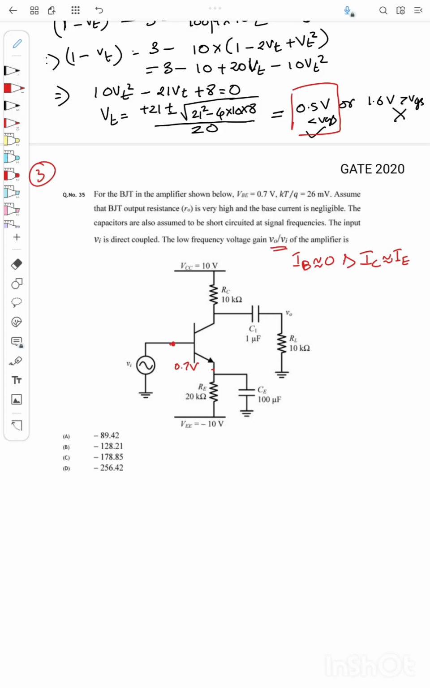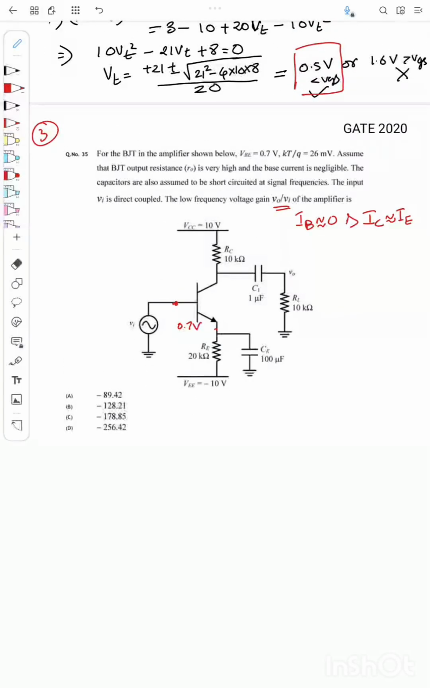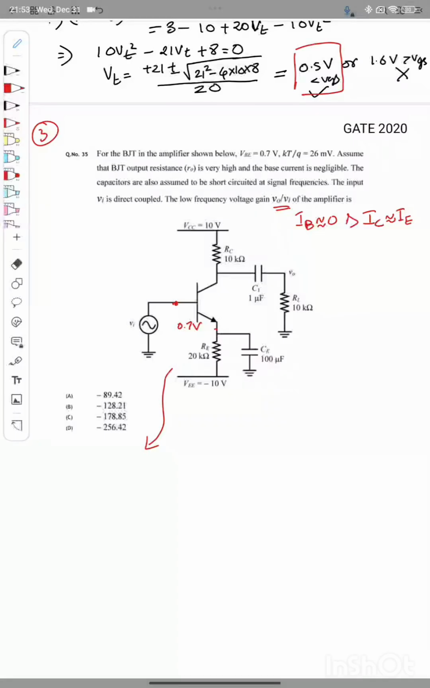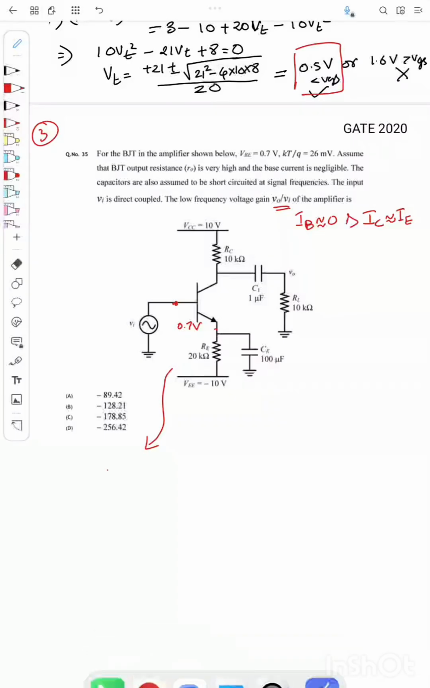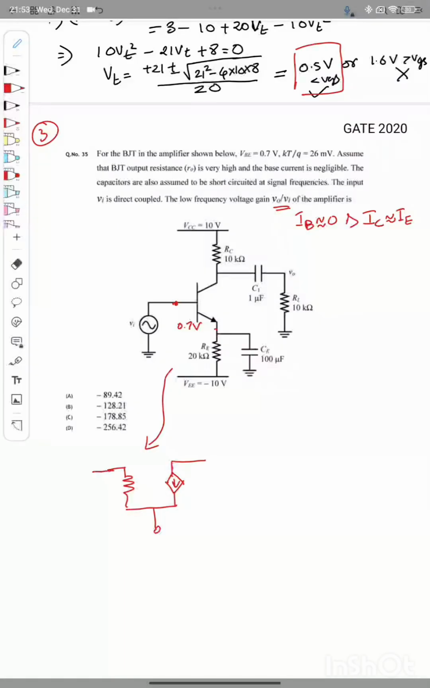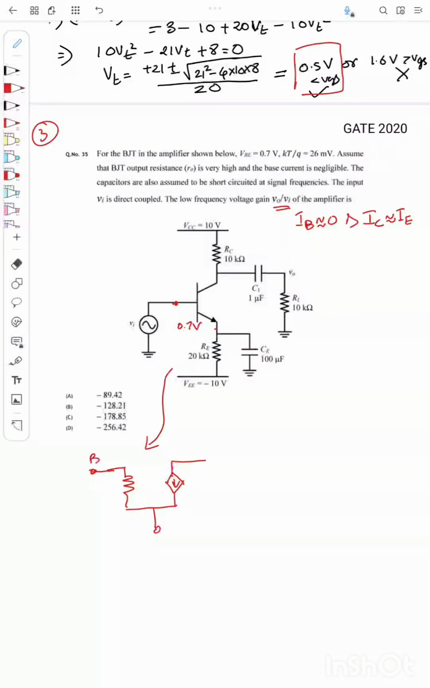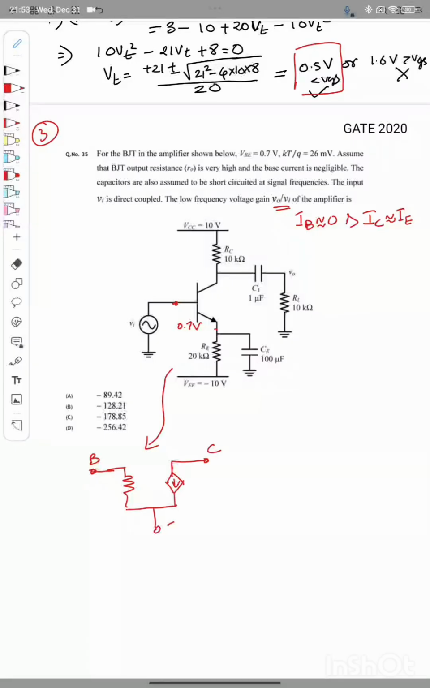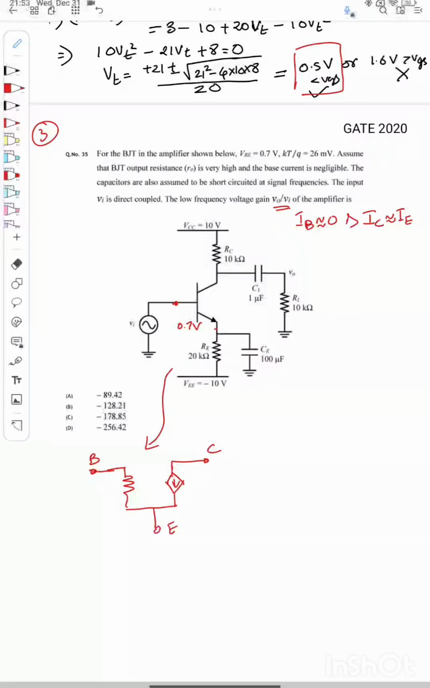To know the small signal gain, we will convert this circuit to its small signal model. I will draw the BJT with its pi model equivalent. Given R0 is very high, let it be like this. This is the base terminal, this is the collector, and this is the emitter terminal. This is R pi, the voltage across this is V pi, and this is GM V pi.